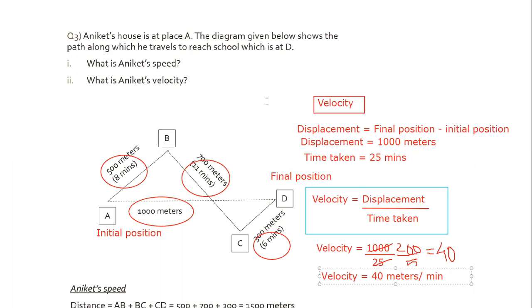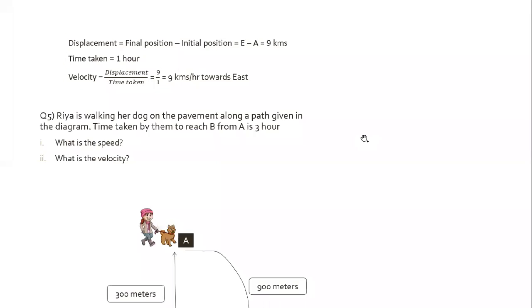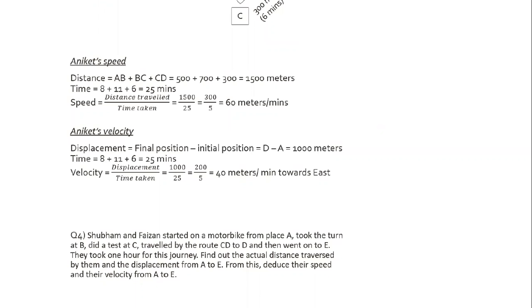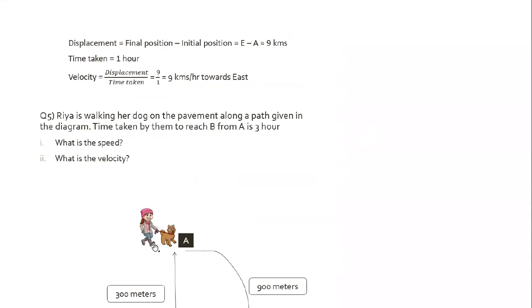Alright, so we found the speed, we found the velocity. This is how we found the speed and the velocity here. Similarly, for other questions also, first find the distance, then the time, then apply the formula. For the fourth question also, we first found the distance from the diagram, then we found the time from the question, then we applied the formula of speed. Here also, first we found out the displacement, then the time, then the formula.